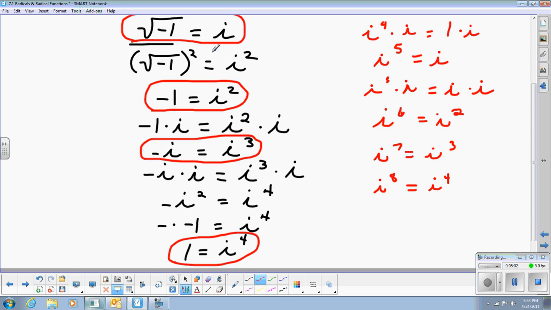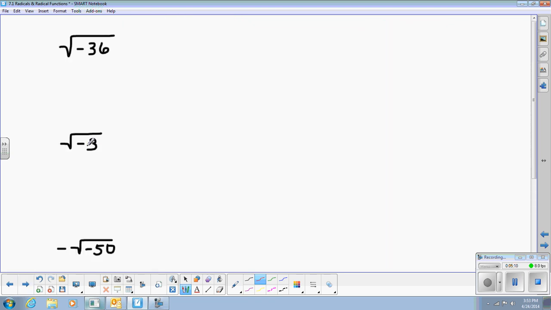You'll be spending a lot of time with i and i squared and sometimes with i cubed and i to the fourth, but most of your time will be spent with i and i squared. Okay, so let's take a look here. Let's practice first of all, how do we break apart a number that's an imaginary number inside a radical sign?